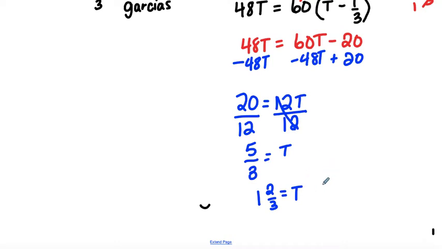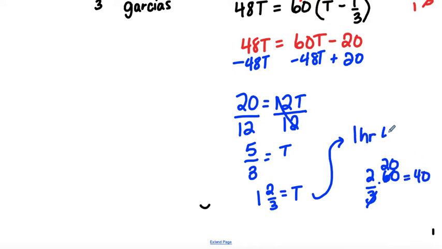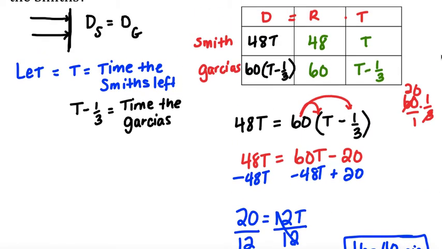But I don't really like saying 1 2/3 of an hour, so I'm going to convert that back to minutes. So 2/3 of 60, so 2/3 times 60. 3 goes into 60 20 times. 2 times 20 equals 40, so 1 hour and 40 minutes from the time that the Smiths left.